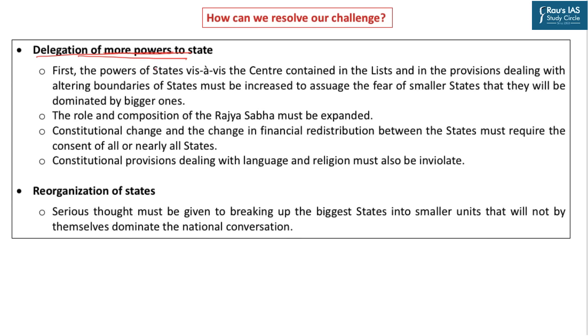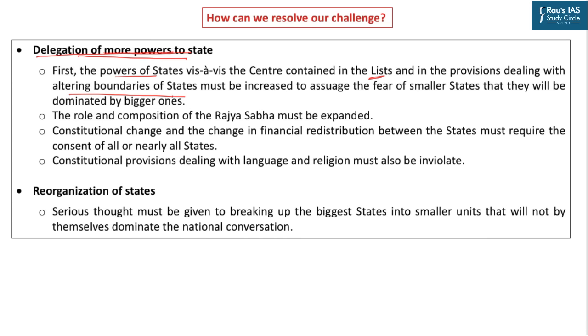The author suggests that the power of the states vis-a-vis the center, as contained in Schedule 7, the three lists, must change to the advantage of states. Also, the power of the center in dealing with the boundaries of states must be decreased. The states must have a greater say in the alteration of boundaries so that they do not fear their dissolution or separation, and do not fear for their existence.